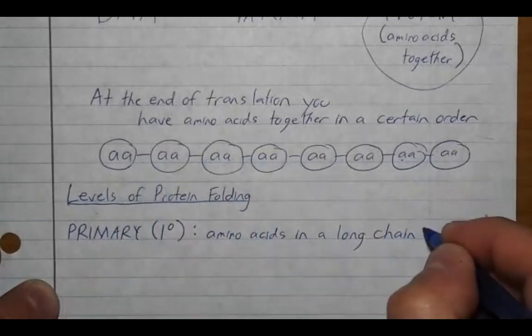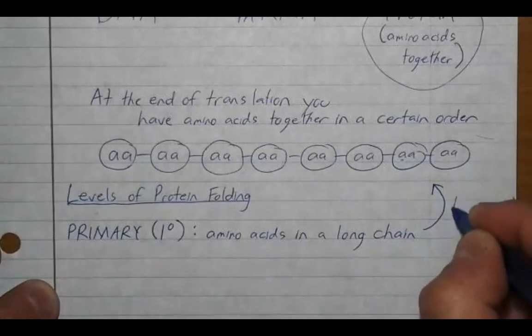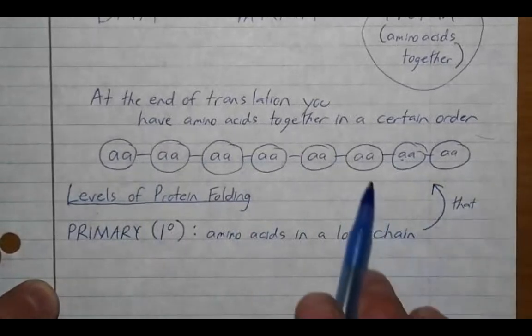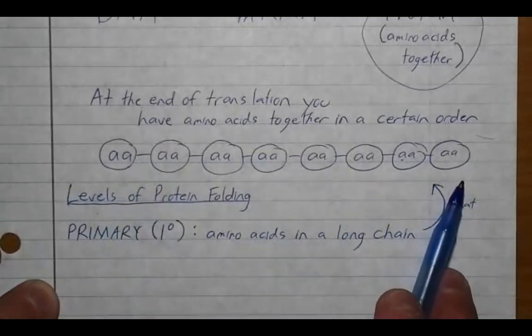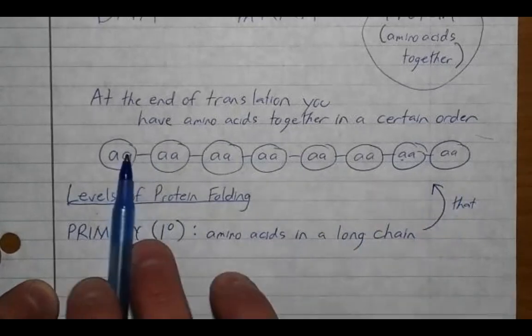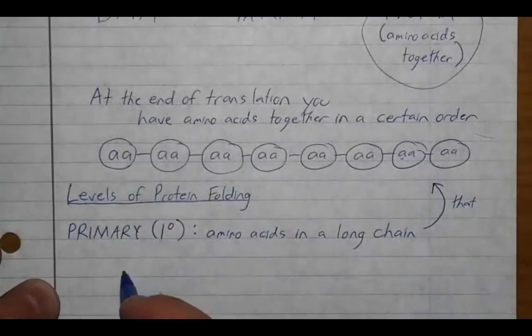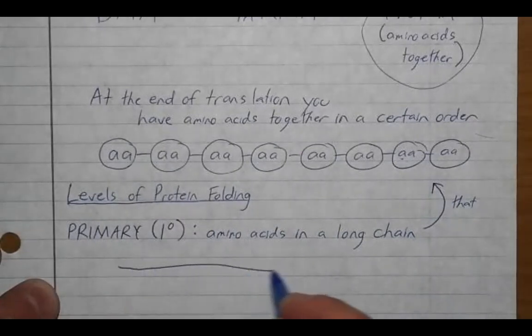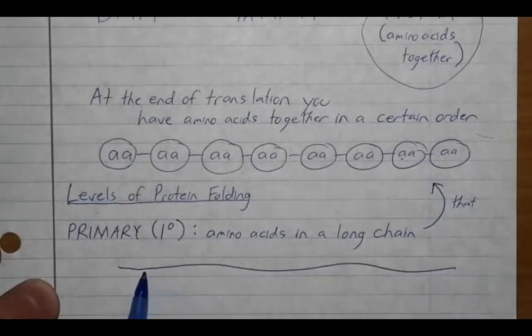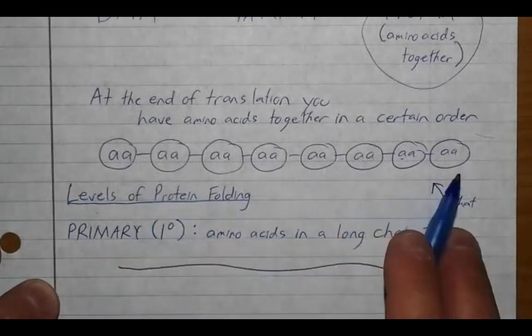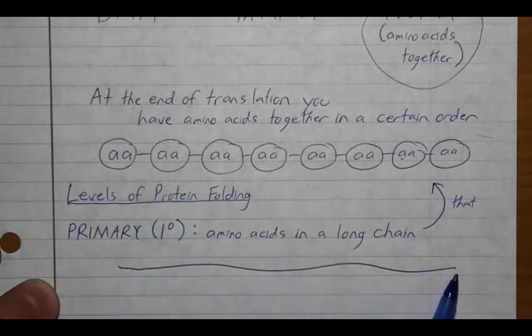Right here. So I'll even point that. Okay, that is your primary. When it comes out of the ribosome during translation, it is already coming out in primary. All right, I'm going to redraw that right here as just kind of like a line like that. That's primary. So instead of me drawing all the little beads, I'm going to just draw a line to represent the chain of amino acids.